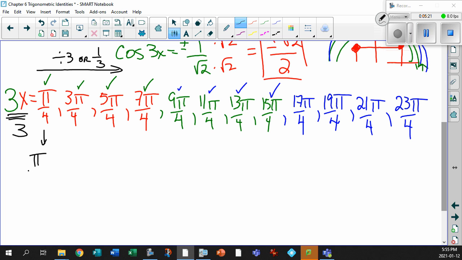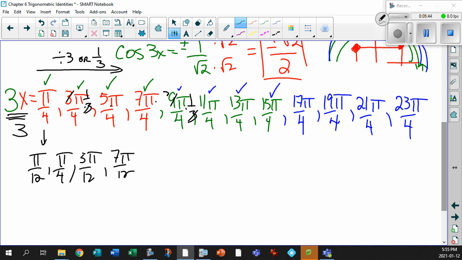This is now pi over 12. Multiply this by a third. If you multiply that by a third, those cancel out to give you pi over 4. Beautiful. Multiply this by a third: 5 pi over 12. Multiply this by a third: you're going to get 7 pi over 12. Multiply this by a third. 3 and 9 cancel to give you 3 pi over 4.